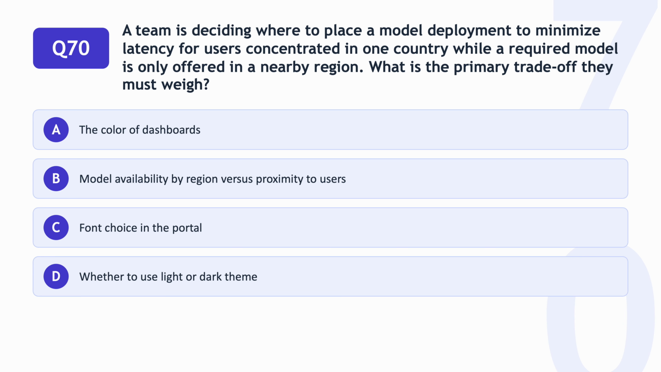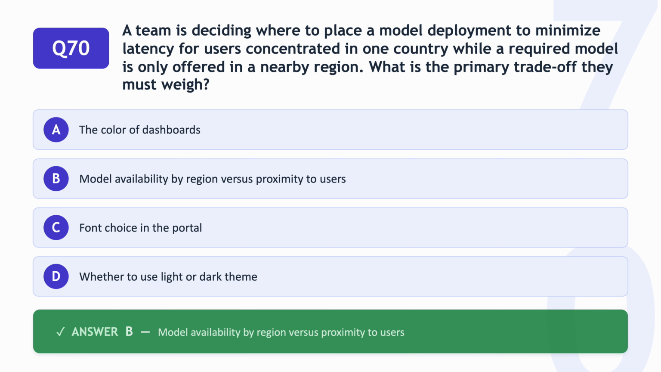Question 70. A team is deciding where to place a model deployment to minimize latency for users concentrated in one country, while a required model is only offered in a nearby region. What is the primary trade-off they must weigh? A. The color of dashboards. B. Model availability by region versus proximity to users. C. Font choice in the portal. D. Whether to use light or dark theme. Pause the video if you don't want the answer yet.